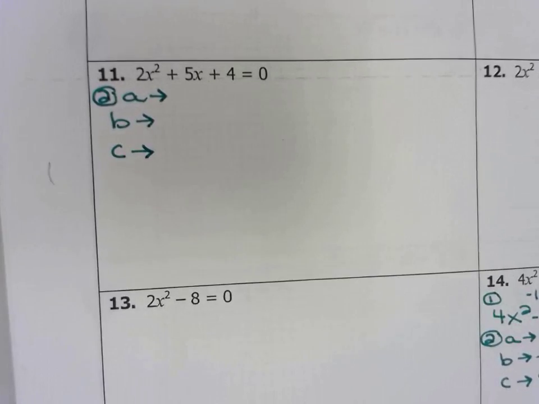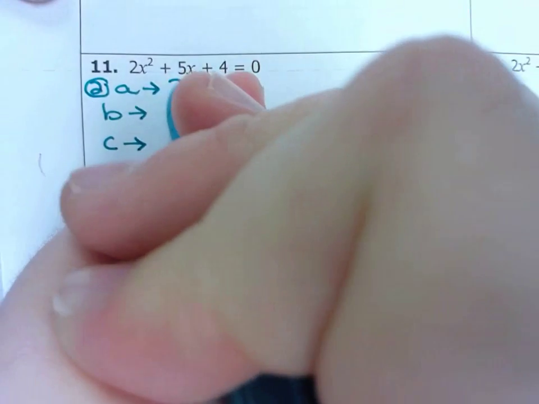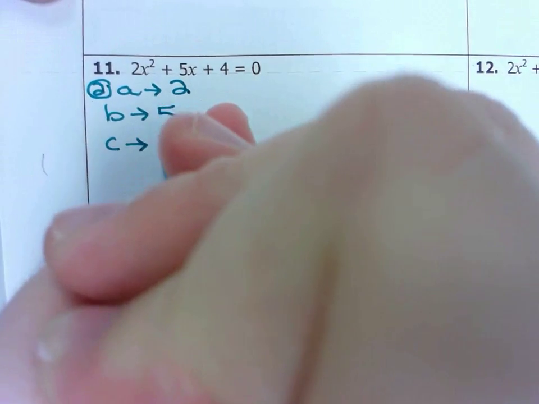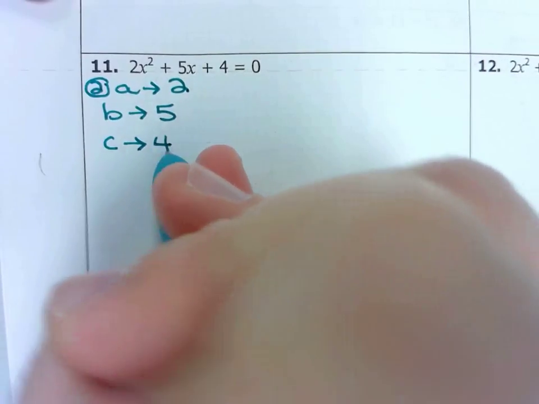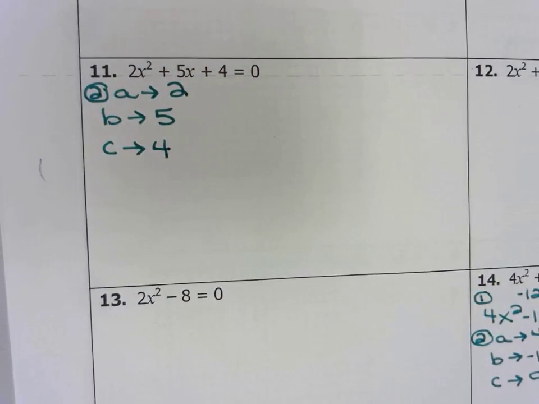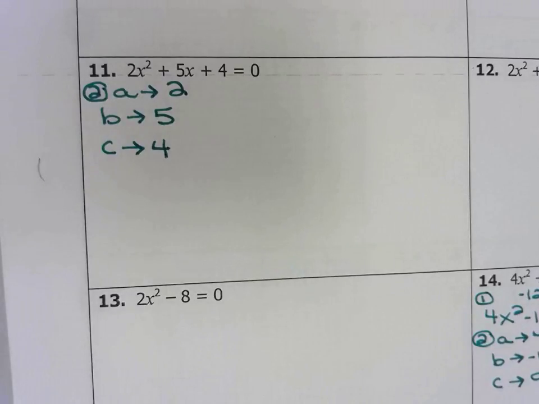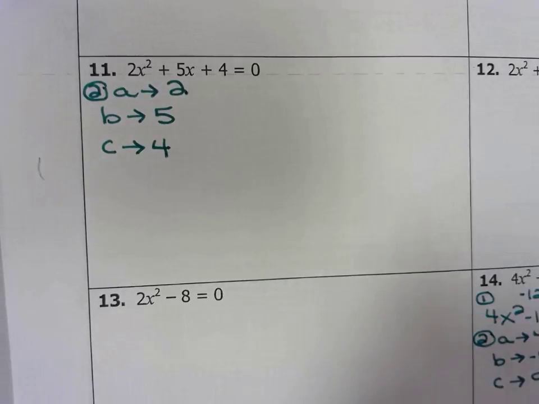A value is what? 2, B value is 5, and C value is 4. So this is going to be kind of nice because none of them are negative, so I don't really have to worry about plugging in any negative numbers. And it's already equal to 0. So A is 2, B is 5, C is 4.